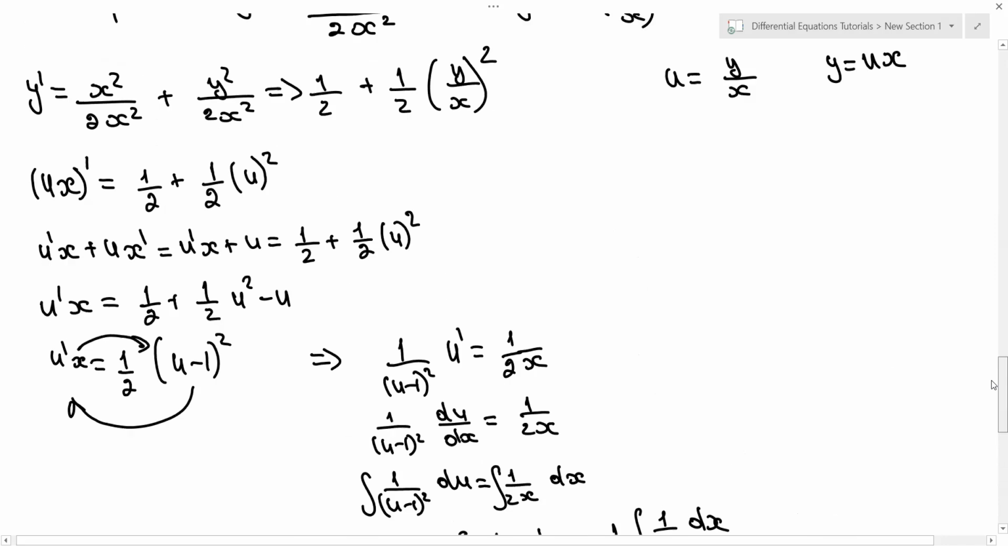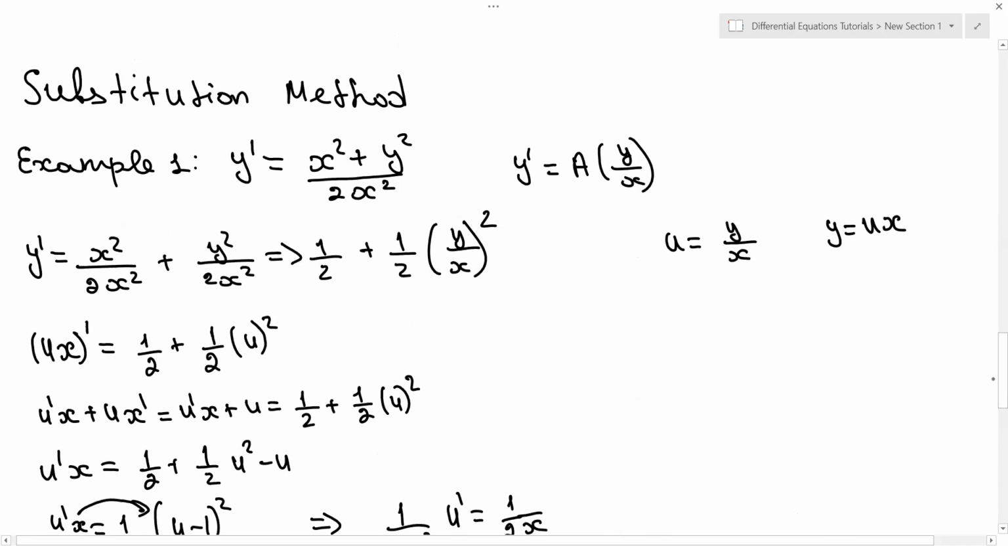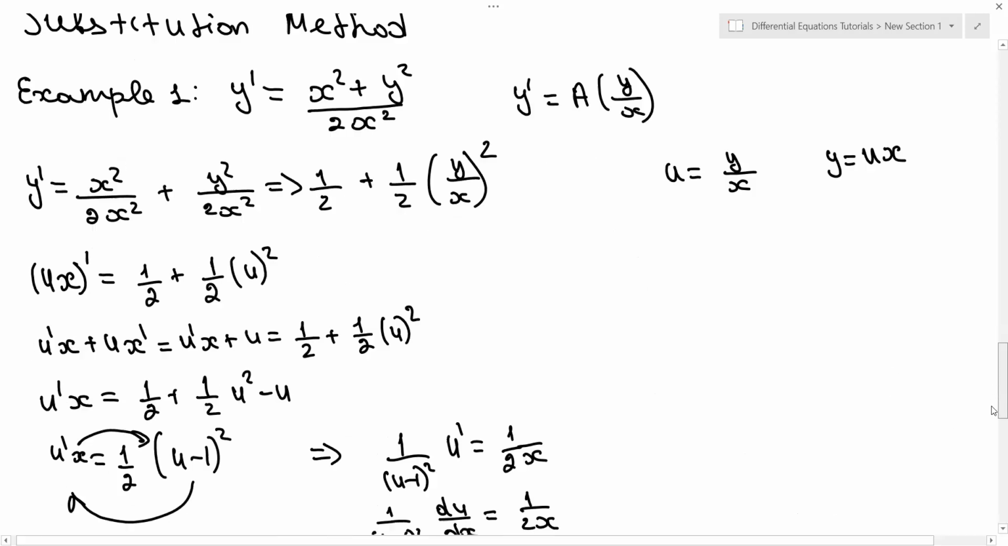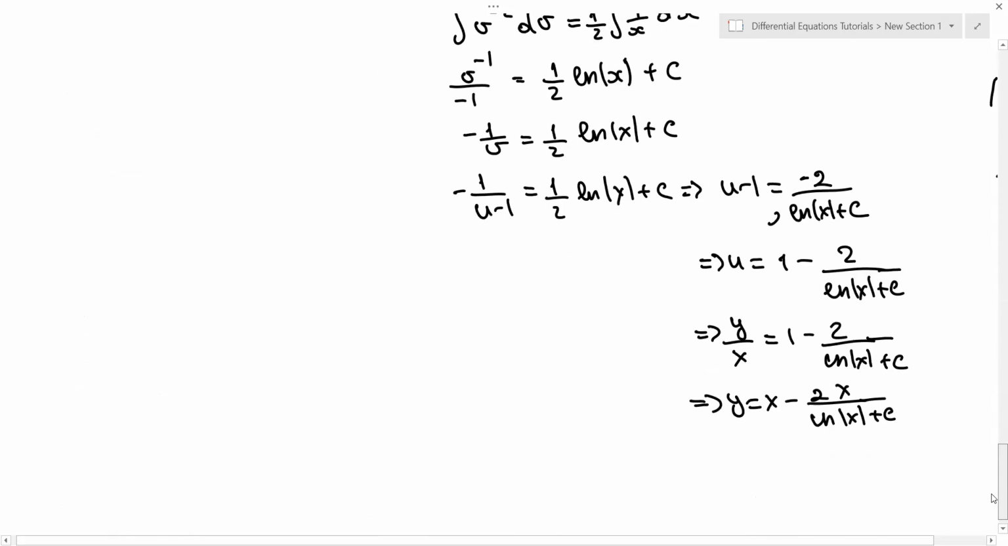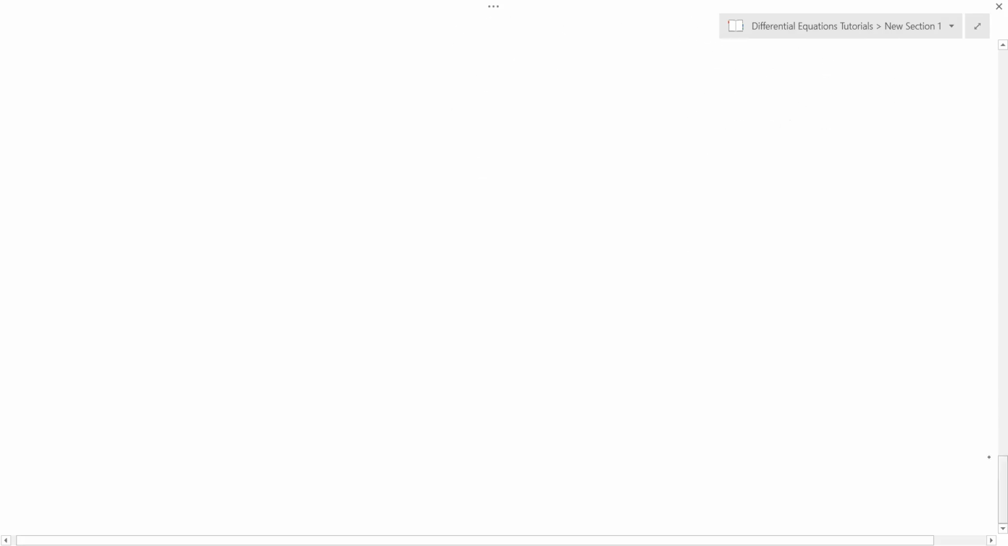This looked a little bit harder than separation of the variables, but in the end it comes down to separation of the variables. So if you haven't watched my separation of the variables video, you should definitely watch it, then come back here to watch this substitution method. Believe me, you will solve every single question in ordinary differential equations. Let's look at another example.